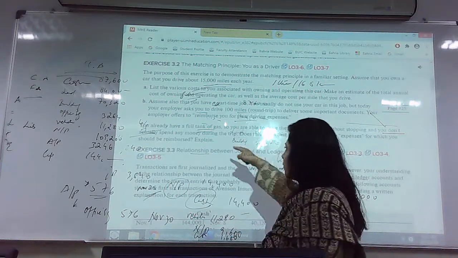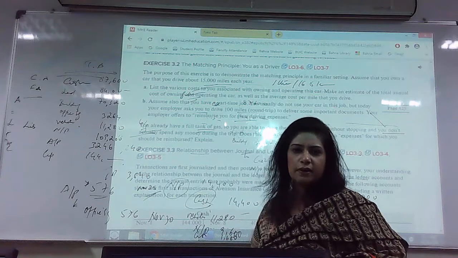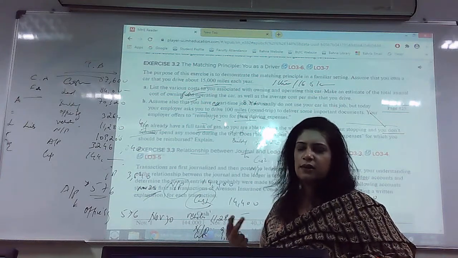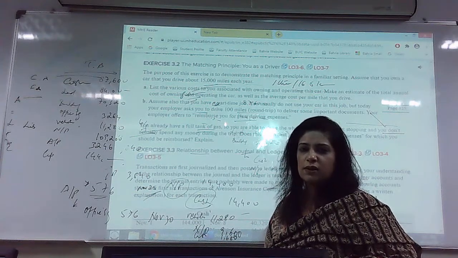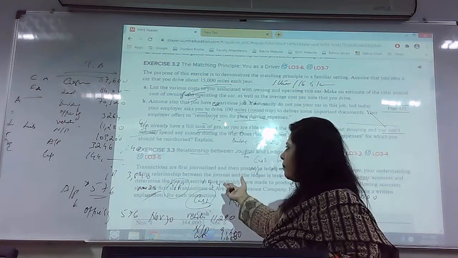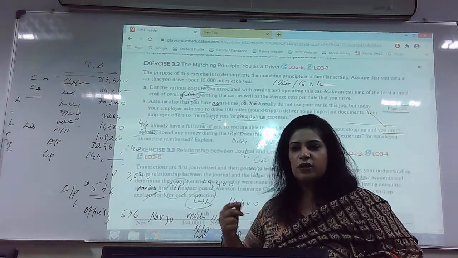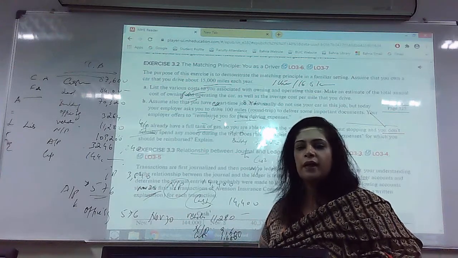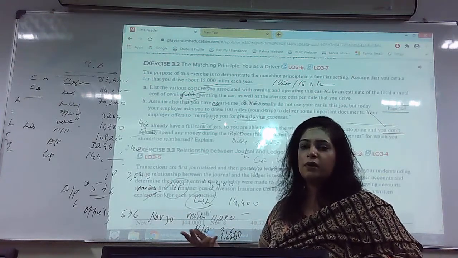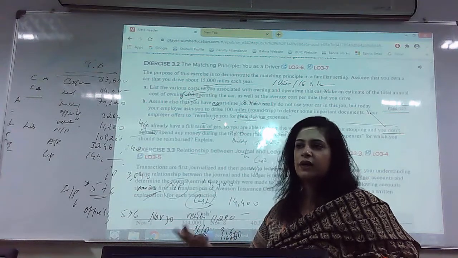So you have to include the depreciation cost, the wear and tear, the license, the registration, and the insurance costs. All these add up, you find the total cost and divide by the number of kilometers the car is doing, so you get the cost per kilometer. Then you can multiply it by the number of kilometers that the boss tells you to go.